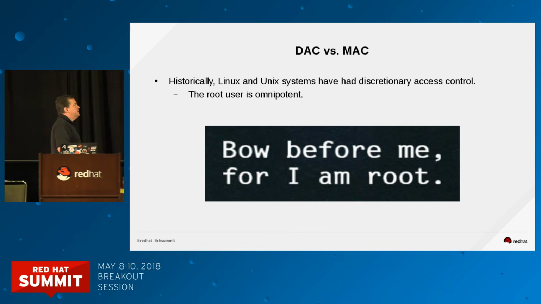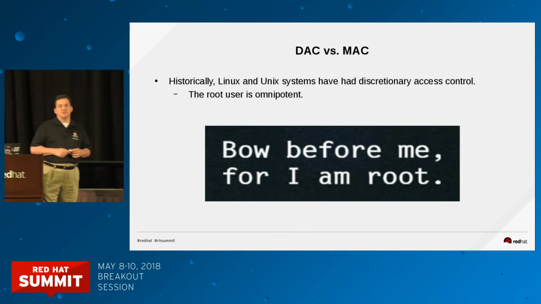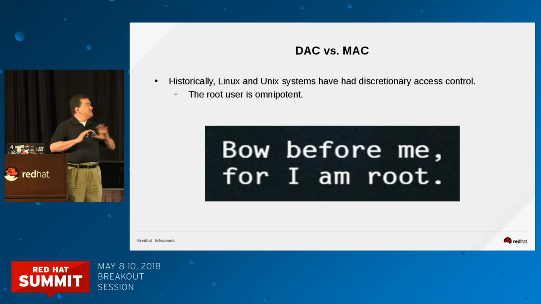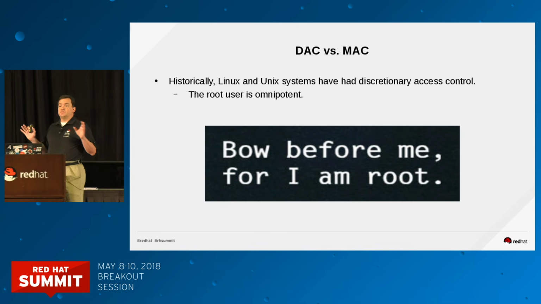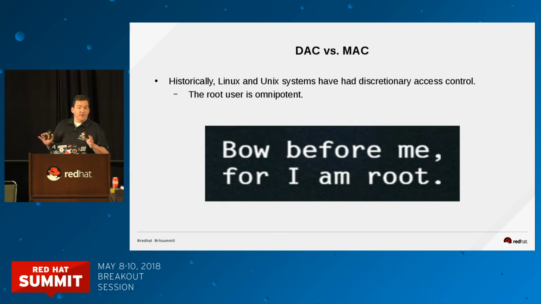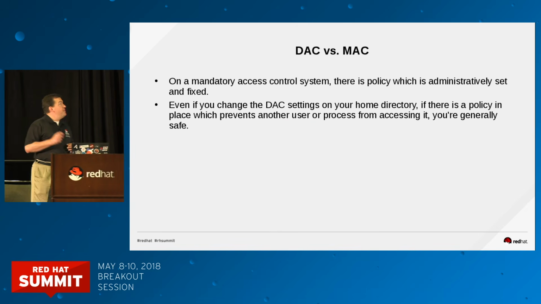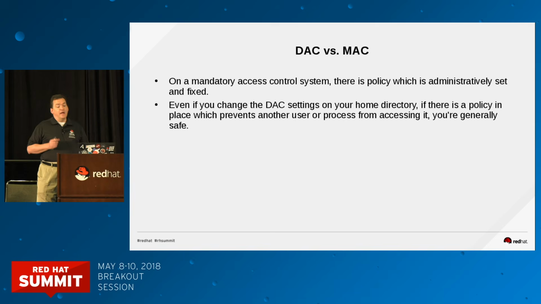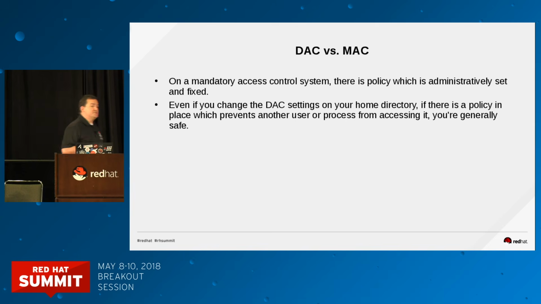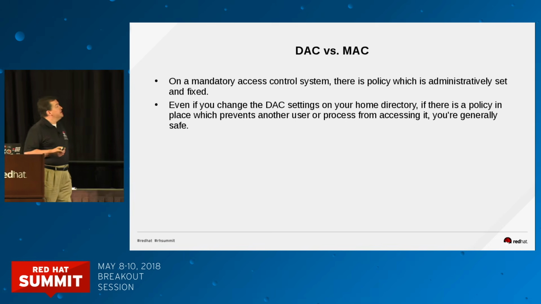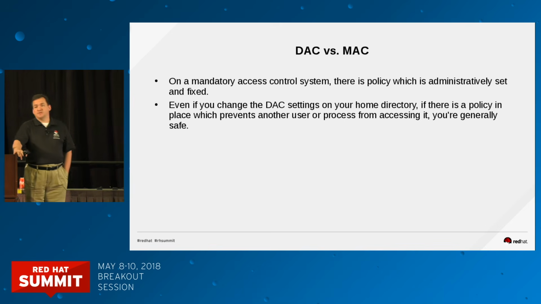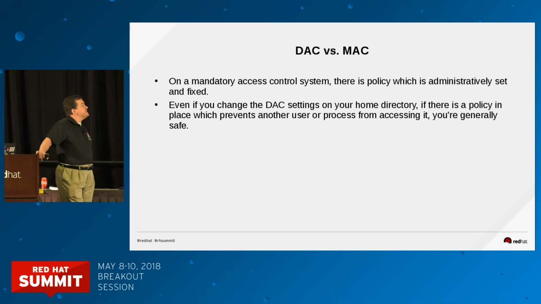And historically, Linux and Unix systems have had discretionary access control, where the root user is omnipotent. If I have root access to the machine, there's nothing you can do to stop me from getting to your stuff on traditional discretionary access control systems. On a mandatory access control system, though, there is a policy which is administratively set and fixed. Even if you change the discretionary access control on a directory or on a process, if there's a policy in place with a mandatory access control system and another user tries to access it, it is generally going to stop it.